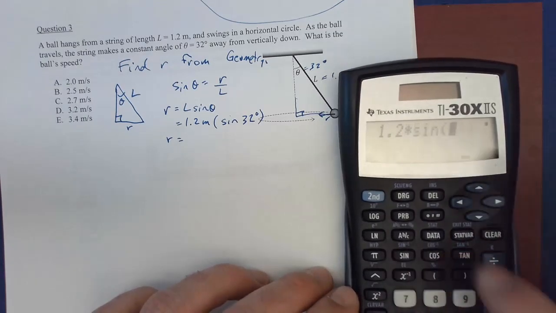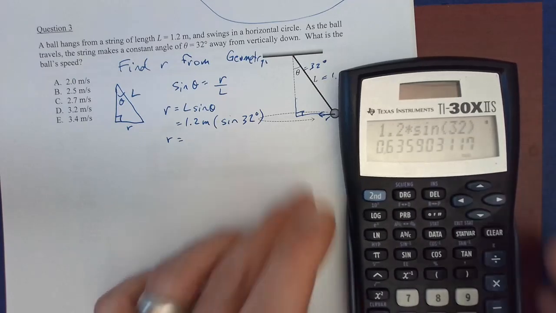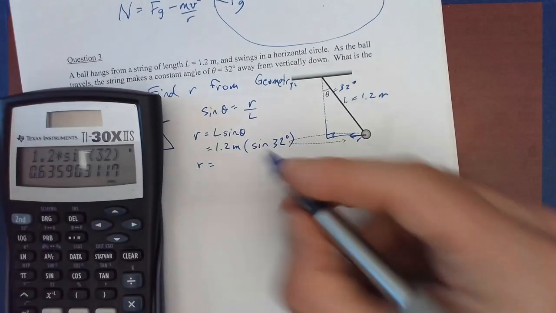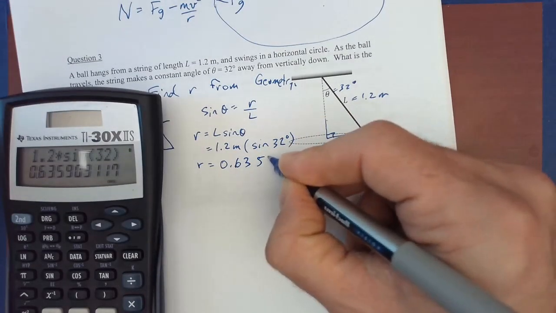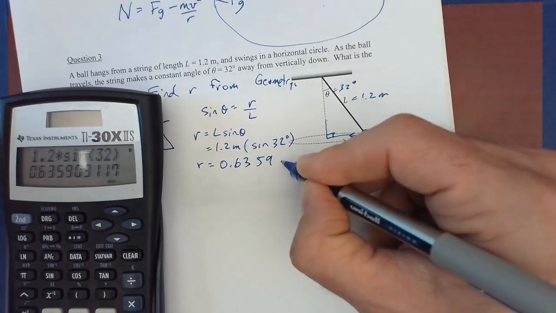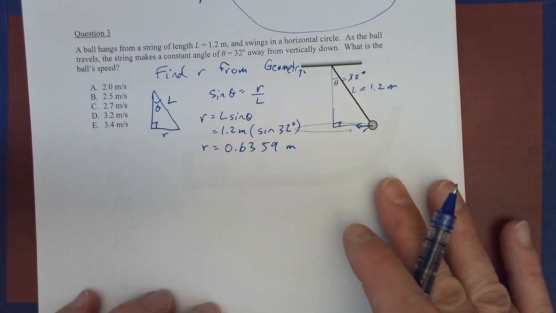1.2 times sine 32 degrees. It's still in degrees mode, which is good. And I got r is equal to 0.6359 meters. Okay, so I know that now.